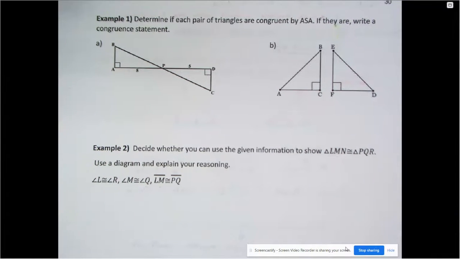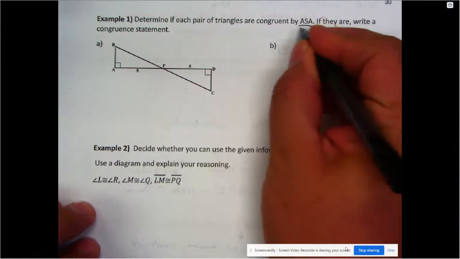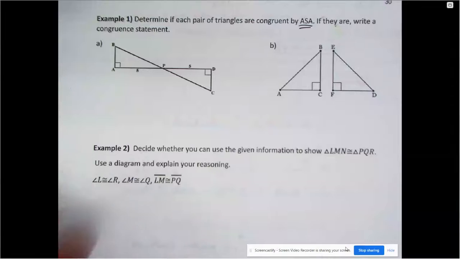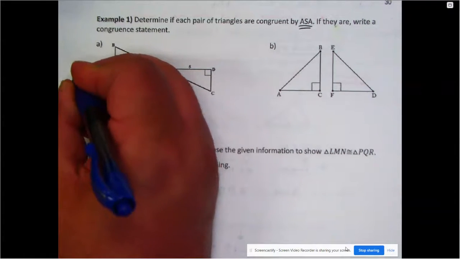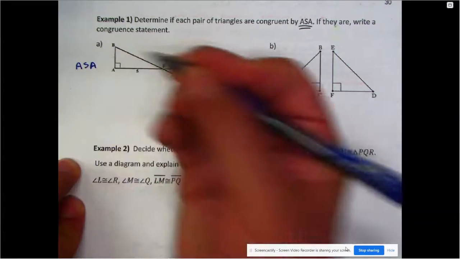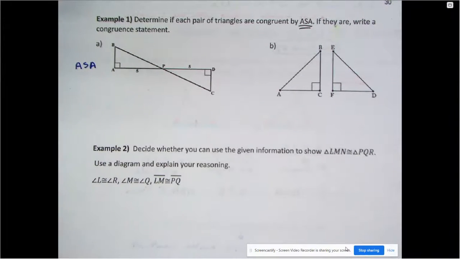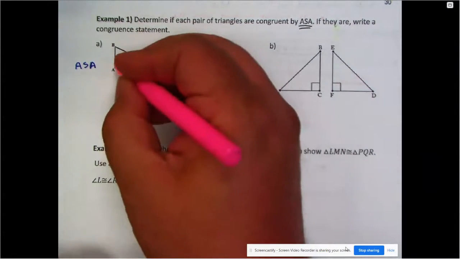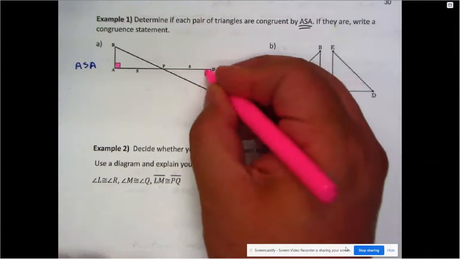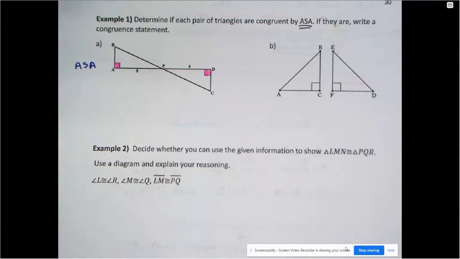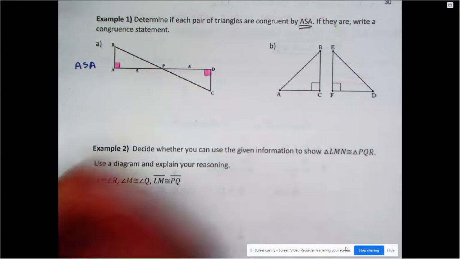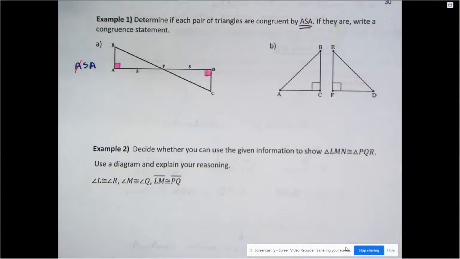So example number 1. Determine if each pair of triangles are congruent by ASA. So they want me to check ASA for these. Again, this is what you're doing in your homework as well. All right, well, if they want ASA, I'm going to keep track of everything they give me. So the first thing I notice right off the bat is, hey, they gave me an angle. So that's one angle in each triangle. All right, one angle's out of the way.